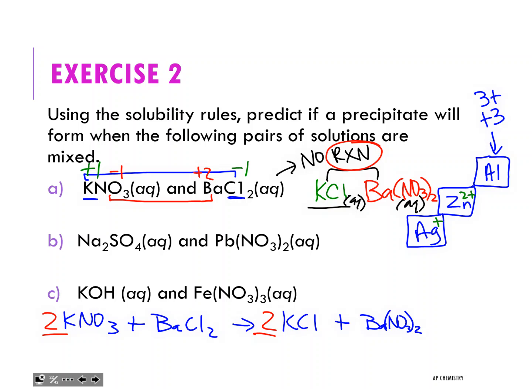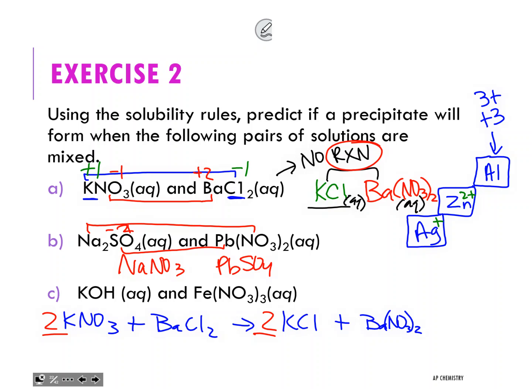All right, so sodium goes with nitrate here. Hopefully you got that this is going to be NaNO3, right? Sodium's +1, nitrate's -1, so it's a 1-to-1 ratio. That would be that formula. And the other one, the lead goes with the sulfate, and we know lead's a notable exception. Lead, silver, mercury. So this one would be PbSO4.